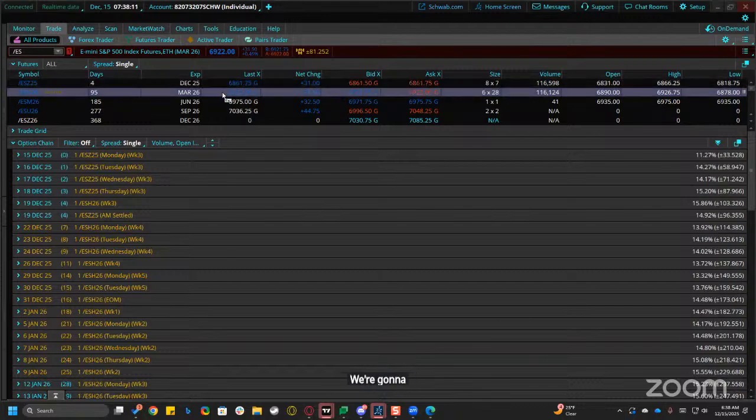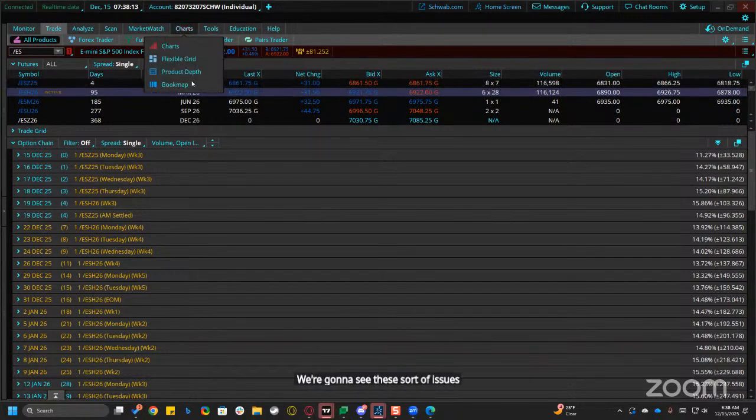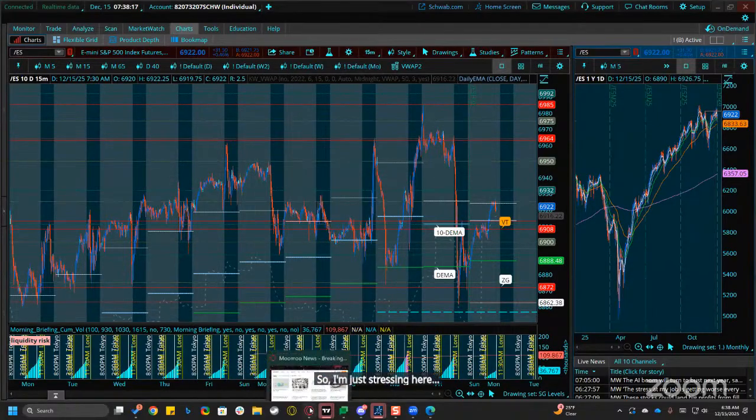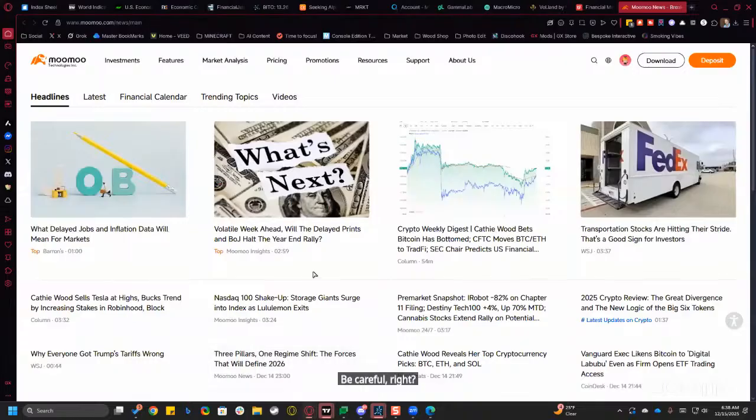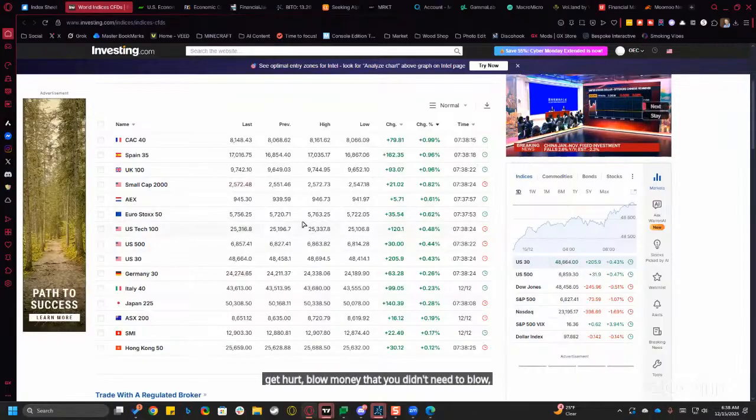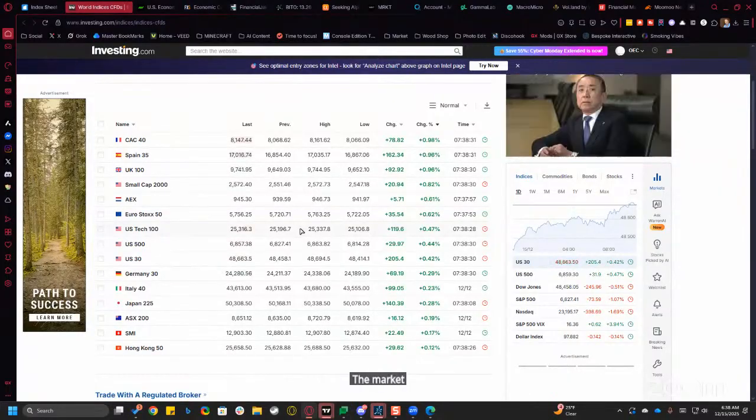We're going to see these sort of issues mess with new traders all week. So I'm just stressing here, be careful, right? There's no reason to get in a rush and get hurt, blow money that you didn't need to blow. Just take your time, understand what you're trading, or sit out and don't trade. The market will be there tomorrow, I promise.